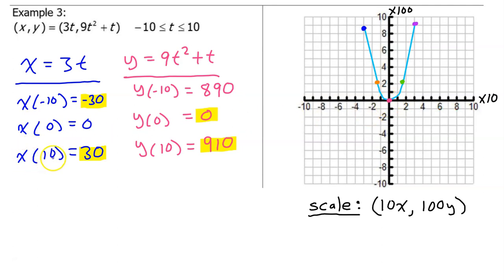And when x was 10, we were over here at an x value of 30. So even without the calculator, we would know the directionality is going from left to right. And we will indicate the flow with little arrows on the graph like this.